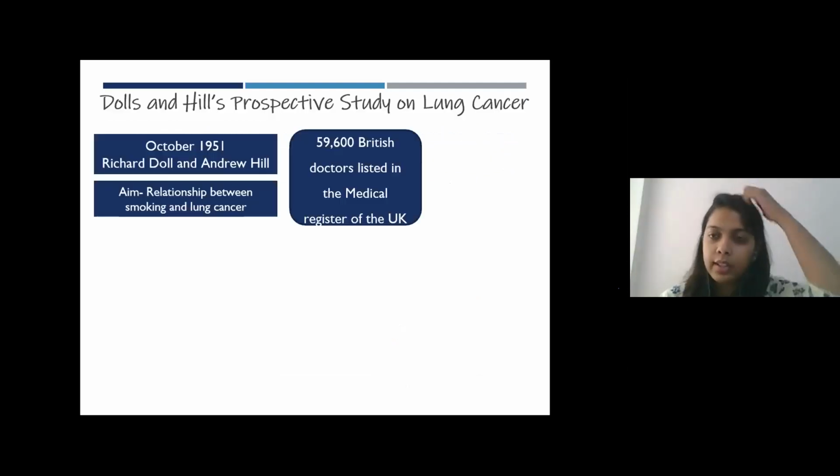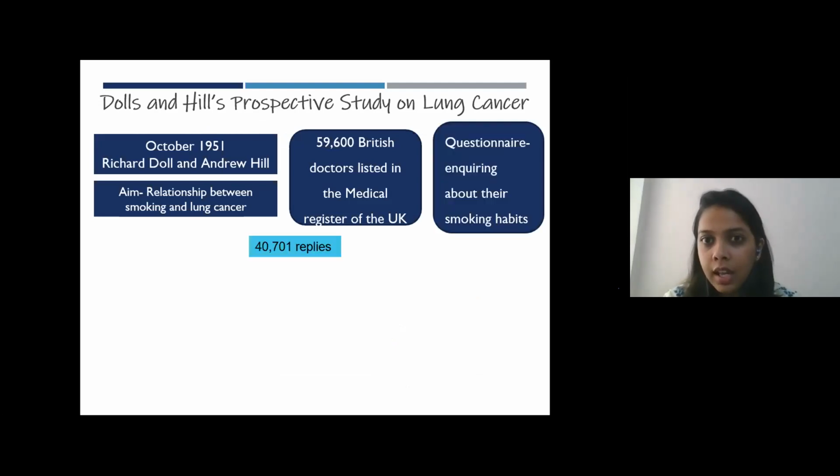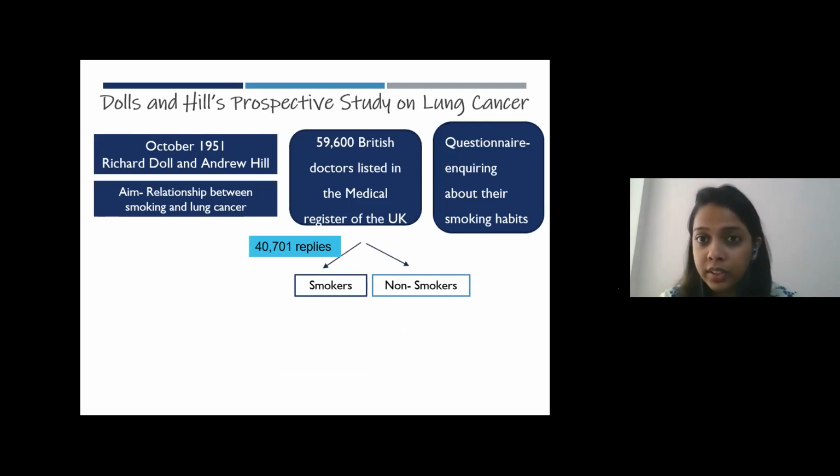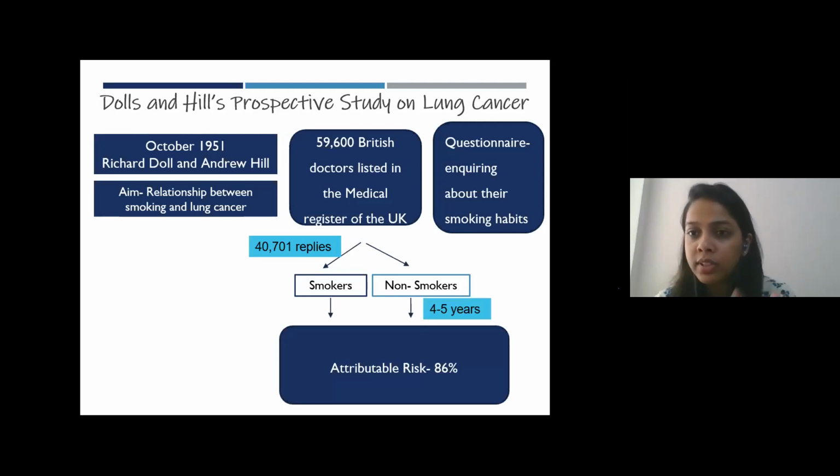So this was a classic study, the example of the Doll and Hill prospective study on lung cancer. They got information from 59,600 British doctors, and they had 40,000 replies. Basically they sent them questionnaires to see what their smoking habits were. They divided them into smokers and non-smokers as their exposed and non-exposed groups, and they followed them up till their death, for the next 4 to 5 years or whenever, and they were able to see how much smoking was associated with the development of lung cancer.